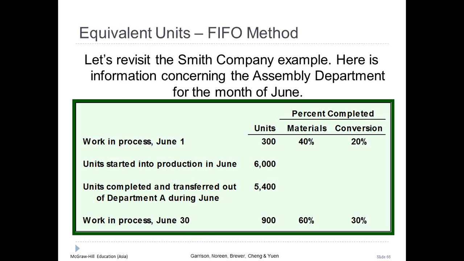Recall this basic information from the Smith Company example. We completed the calculation of equivalent units for the company using the weighted average method. Now we will use the same information to determine equivalent units under FIFO.